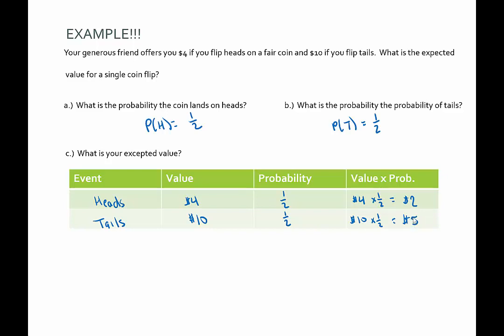Then we're going to add these, and when we add these, we get 2 plus 5. The expected value of a single flip is $7. Positive $7. So yay! That's pretty exciting. And this example is really nice because the probability for each was half. So we see that 7 is halfway between 4 and 10. So it makes sense that that would be the expected value, because it's just taking the average of the events times their values. That makes sense since the two events have the same probability.